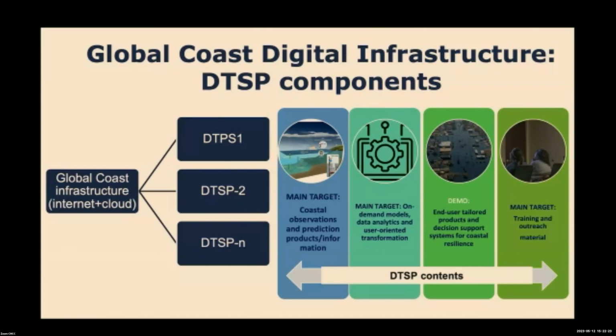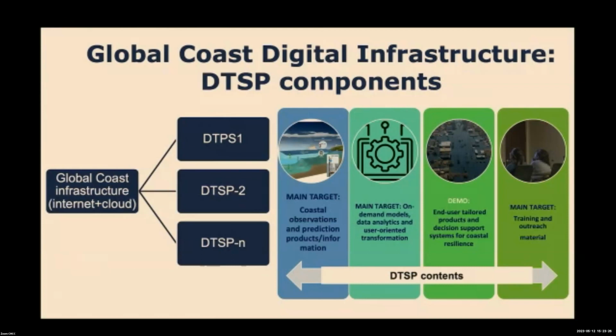In these platforms, we have to have as a main target coastal observations and prediction products information. And we have to decide these formats and everything. In CoastPredict we have a core project called CORIS, which has already advanced in the planning of the requirements. Then we also have to have on-demand models, data analytics, and user-oriented transformation, whatever is needed. Simple user transformation: you take only one area from all the data that you have in the platform. Take only your area, but it should be allowed. Why would you have to transfer all the data?